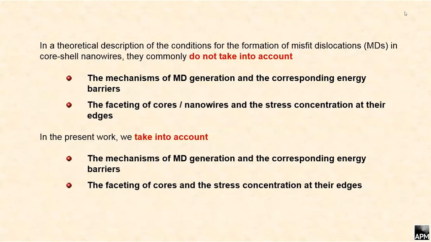So in a theoretical description of the conditions for the formation of misfit dislocations in core-shell nanowires, they commonly do not take into account, first, the mechanism of misfit dislocation generation and the corresponding energy barriers which accompany this generation. And also they do not take into account the faceting of cores of nanowires and the stress concentration at the edges. In the present work, we take into account the mechanisms of misfit dislocation generation and the corresponding energy barriers. And also we take into account the faceting of cores and the stress concentration at the edges.